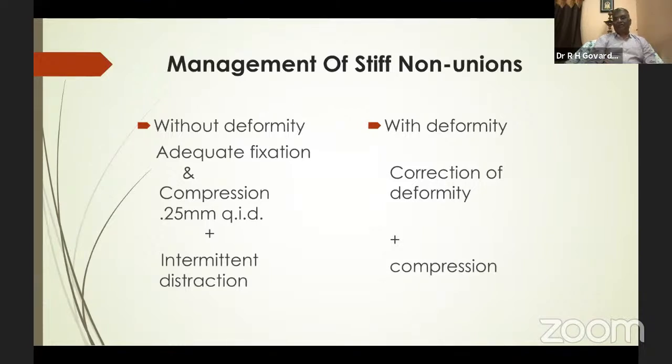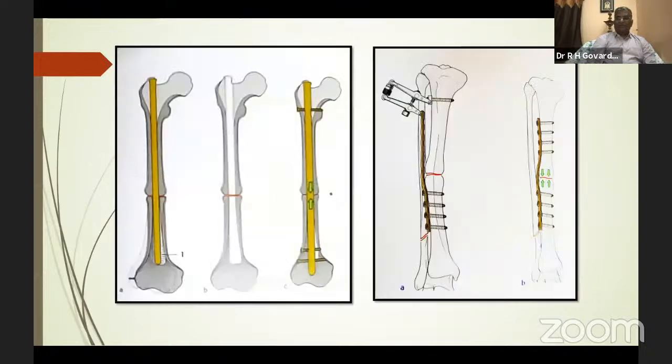Now, not all people are Ilizarov, and there are methodologies by which you can correct the same stiff non-union, which is very similar to the hypertrophic non-union we were talking about, as has been shown in the AO manual.